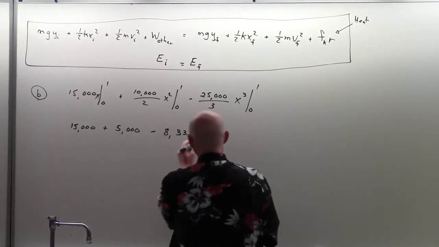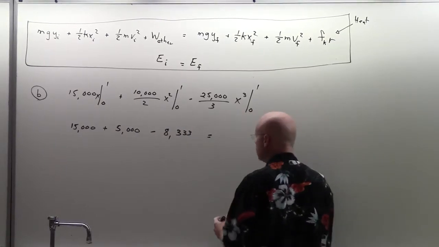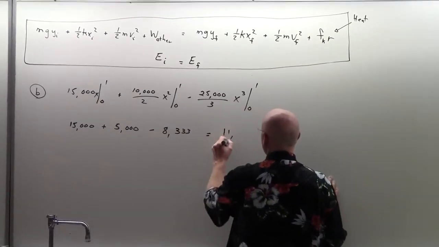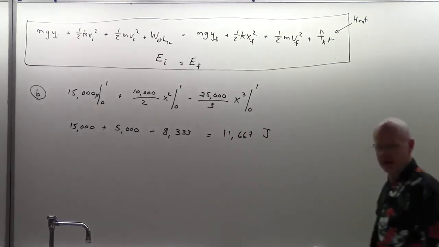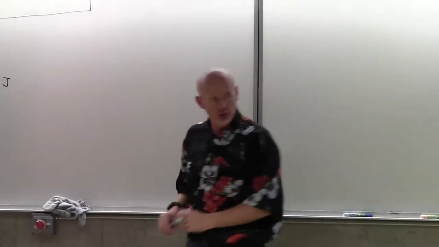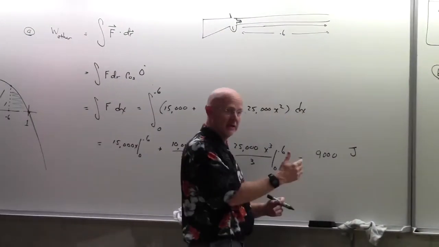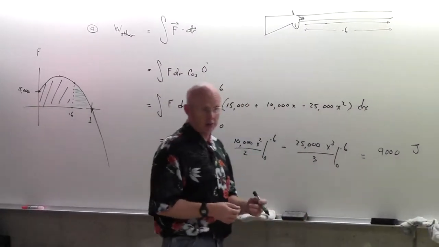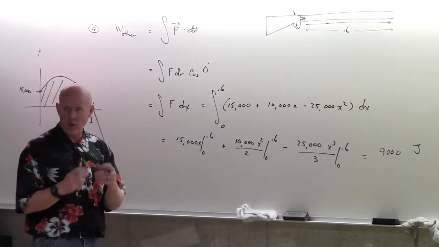This then would be minus the 8,333. 8 1/3, yeah. And so if I take the 20 and subtract, well, 8 is 12. So I'll do a little more than that. I should get 11,667 joules of energy. And so, of course, as we expect, it is more. Perhaps not that much more, but it is more.